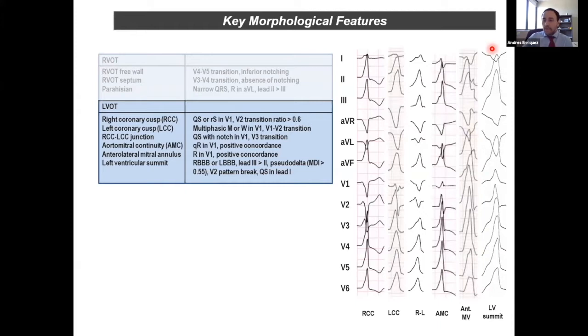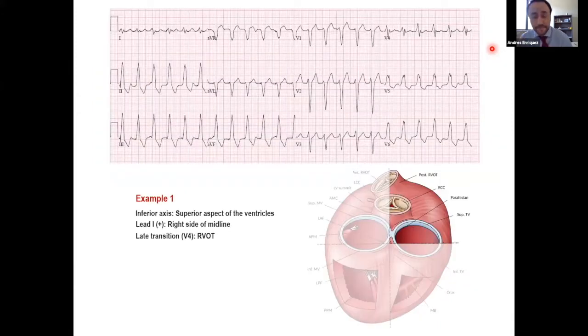So we're going to look at some examples. This is a patient in his 60s that presented to the hospital with this incessant VT. As you see here, the VT has an inferior axis, so it's positive in 2 and 3. So we're in the superior aspect of the ventricles, and lead 1 is predominantly positive, which points to the right side of the midline. Finally, transition is relatively late. As we see here, it occurs at V4, which is consistent with an RVOT origin.